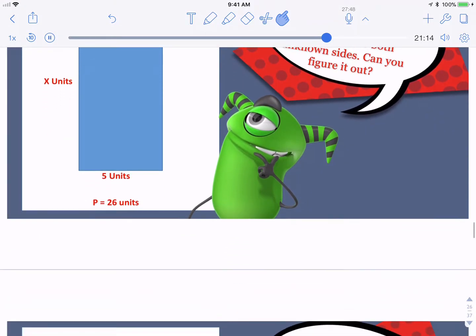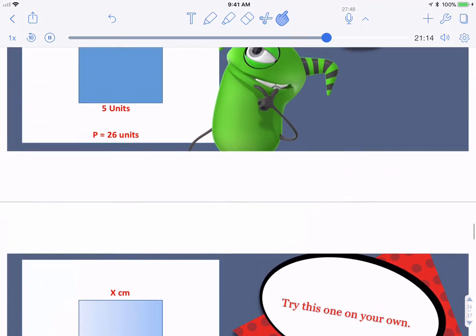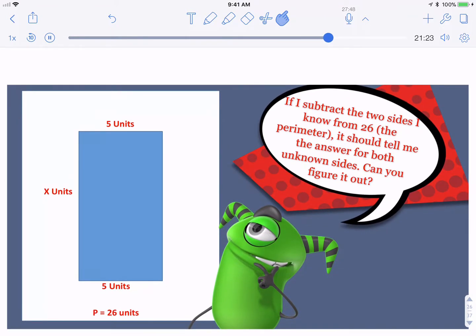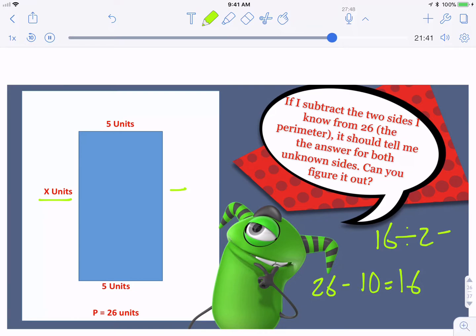Okay, so we know that 26 minus 10 is 16. Well, I have 2 sides. That means I'm going to take the 16 and divide it equally amongst the 2 sides, because I have to have units going all the way around. So 16 divided in half is 8. So my x will equal 8, because 8 plus 8 is 16. 16 plus 10 is 26.